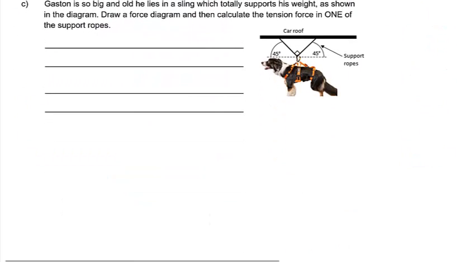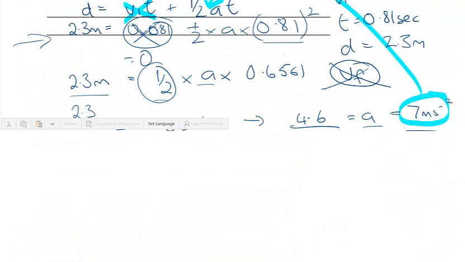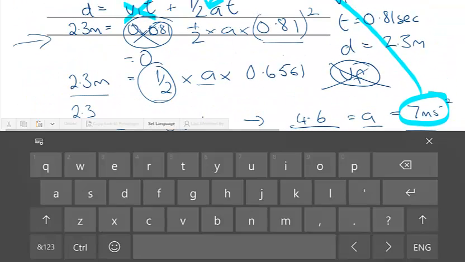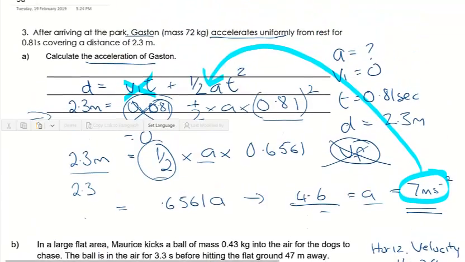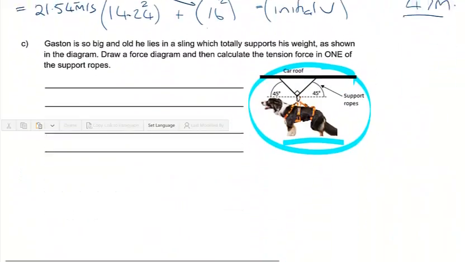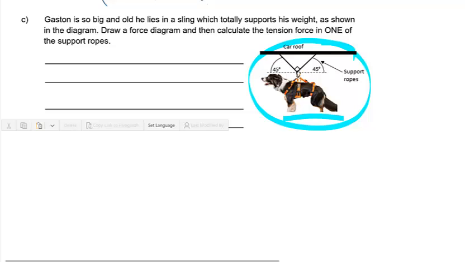Okay, and I know this has got nothing to do with kinematics or projectile motion. I just thought you'd like to see what Gaston looked like. Now here he is. For some reason they're suspending him there because I think he's overweight apparently. Anyway, so what was his mass again? 72 kgs was it? He really is a big boy. Anyway, yeah, 72 kgs. It's a little bit lighter than me.